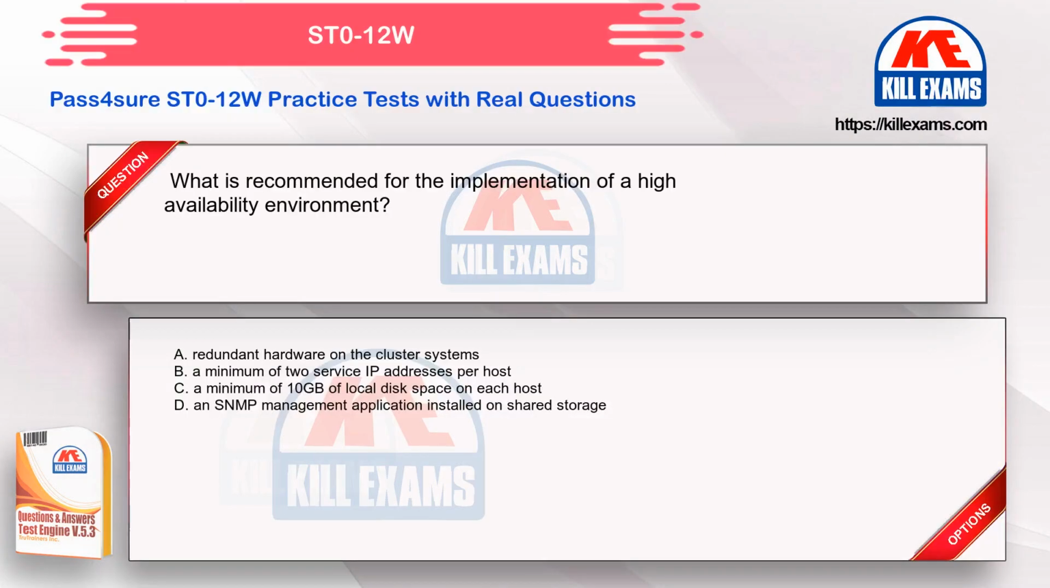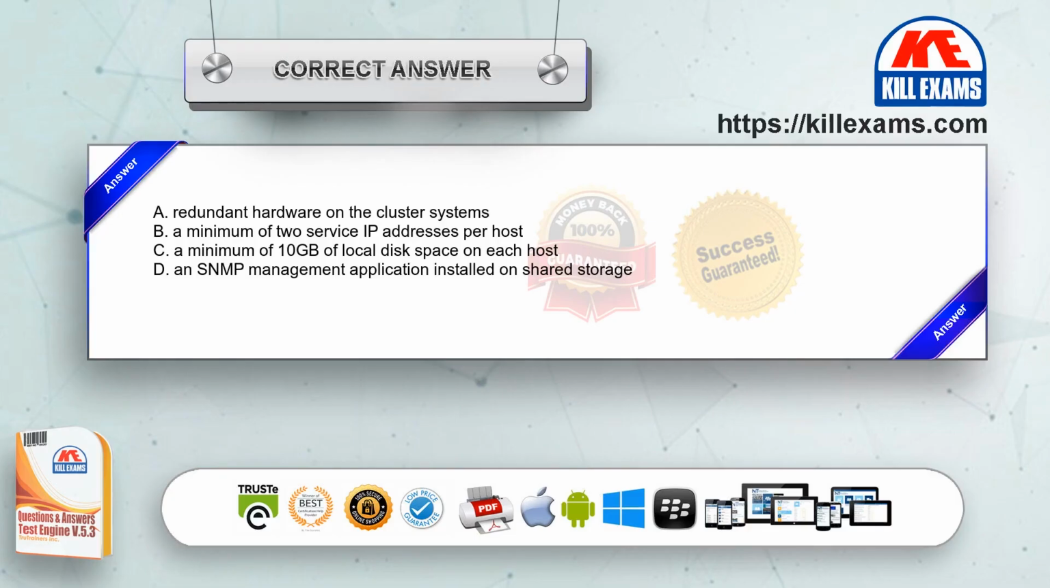What is recommended for the implementation of a high availability environment? Option A. Redundant hardware on the cluster systems. Option B. A minimum of 2 service IP addresses per host. Option C. A minimum of 10 GB of local disk space on each host. Option D. An SNMP management application installed on shared storage. The correct answer is option A.